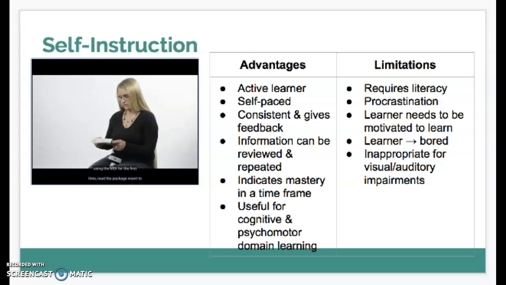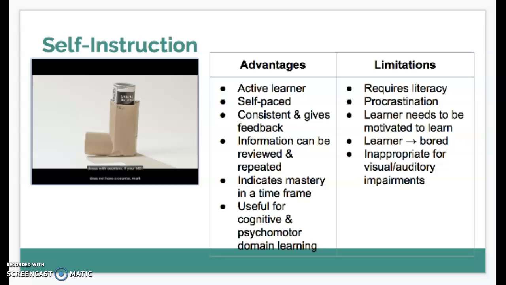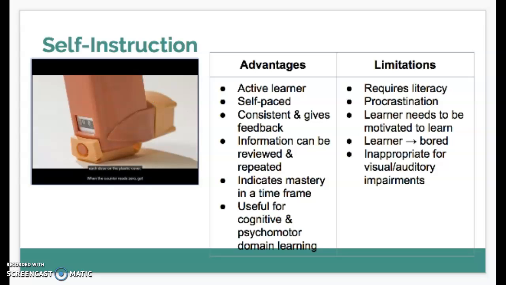Before using the MDI for the first time, read the package insert to see how many doses there are in the MDI. Many new MDIs track doses with counters. If your MDI does not have a counter, mark each dose on the plastic cover. When the counter reads 0, get a new MDI of medicine from the pharmacy. The MDI will still spray, but no medicine will be delivered.